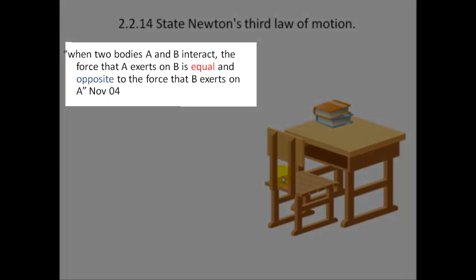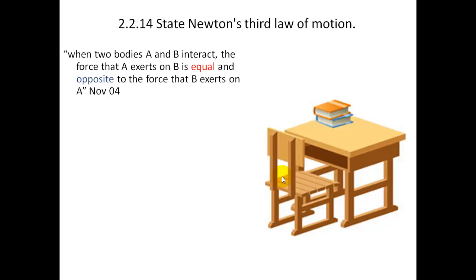This is given by a mark scheme. When two bodies, A and B, interact, the force that A exerts on B is equal and opposite to the force that B exerts on A. In other words, if A pushes B, B pushes A, with the same size force but in the opposite direction. Okay, we'll look at some examples of that.